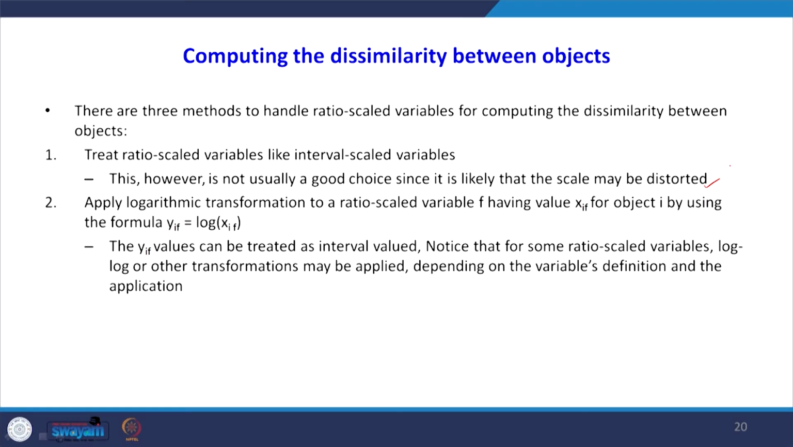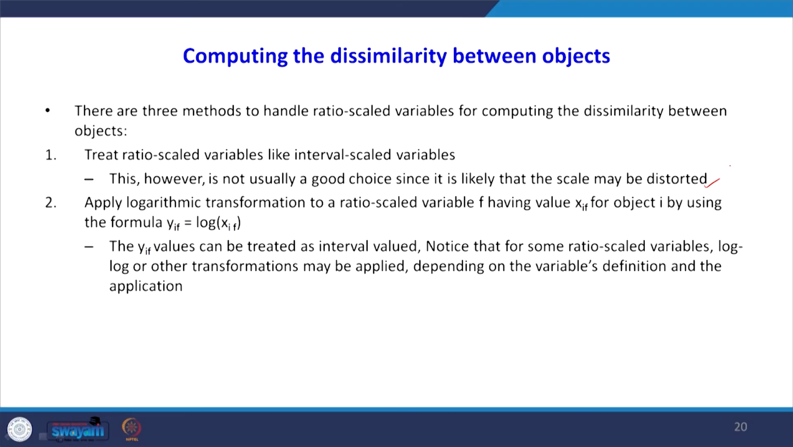But in most of the marketing examples, we want to differentiate the ratio scale and interval scale. Even though we collect the interval scale, we will use it as a ratio scale for finding all kinds of statistical tests. The second method is to apply logarithmic transformation to a ratio scaled variable f having the value xif for an object i, using the formula yif equal to log of xif. It is nothing but, if there is a ratio scale, you just take the log of that. So, that can be used for further analysis for finding the dissimilarity matrix.